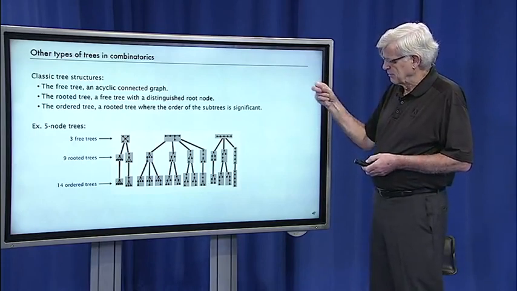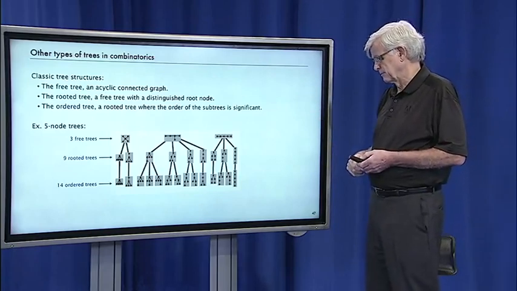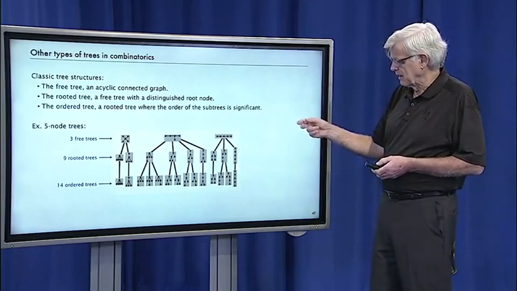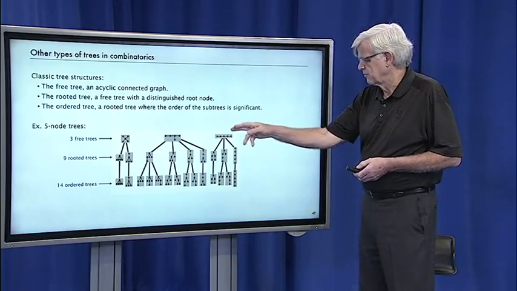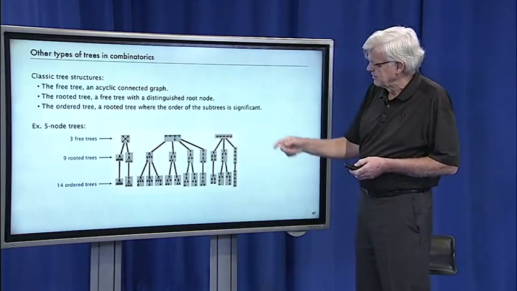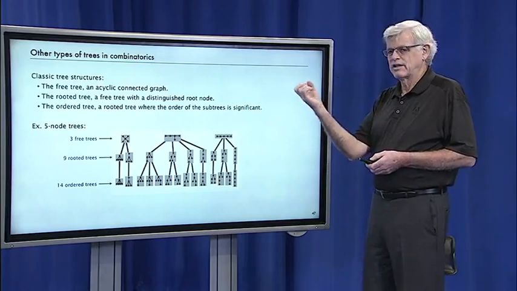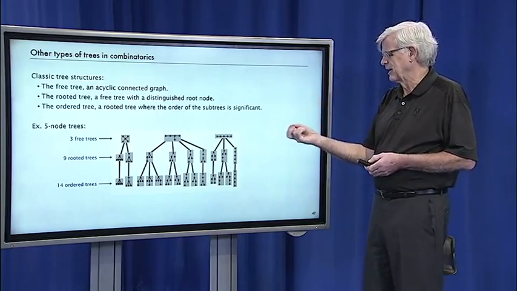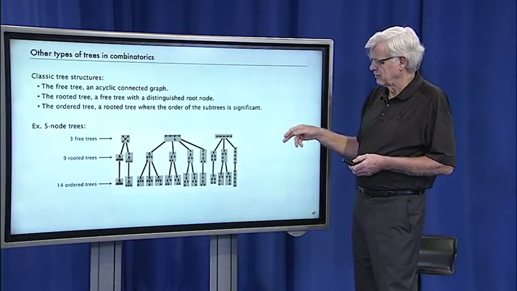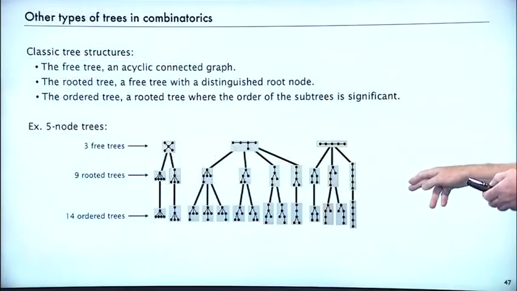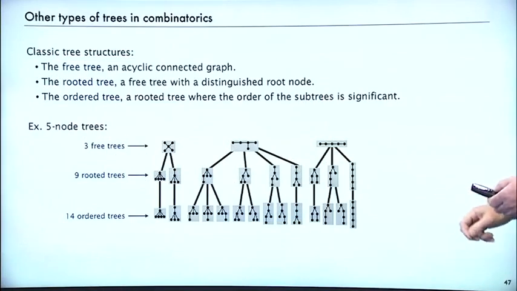If you pick a root, but you don't care about the order of the subtrees, then there's 9 different rooted trees. In the first case there's no difference, but in this second case, you can see that in the tree on the left there's a root that's got 3 children, and the one that's hanging off could be in any one of the 3 children. In the case of rooted trees, that's not significant, so there's only 9 of them. And then, as we saw, there's 14, the Catalan number, of ordered trees where the order is significant.